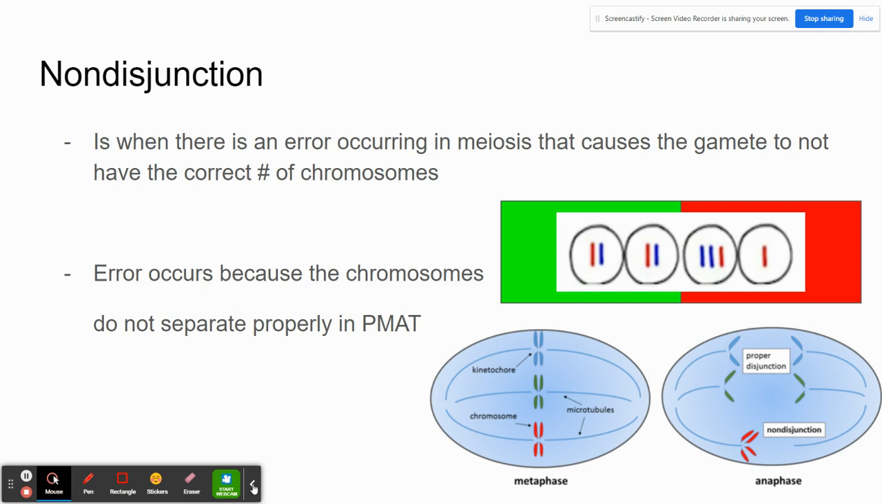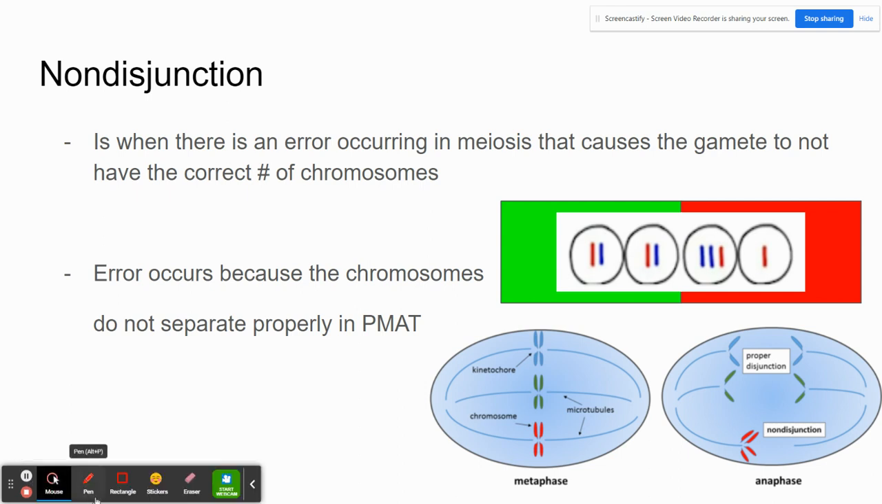So there's a process called nondisjunction. And nondisjunction is basically what happens if there's an error in meiosis. So remember, meiosis is the process of making gametes. Meiosis is basically taking the chromosomes and splitting them into those egg and sperm cells. So if that splitting is not done correctly, then we can start to get errors or problems. So remember, the steps of meiosis where they're splitting is called PMAT. So prophase, metaphase, anaphase, telophase.